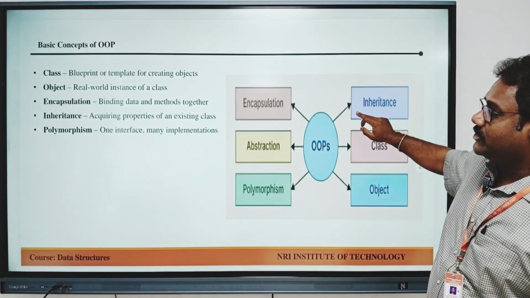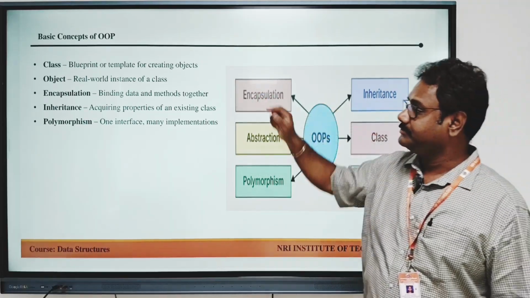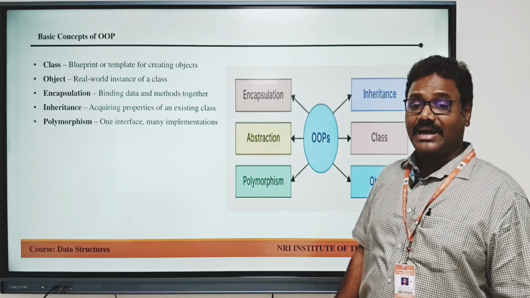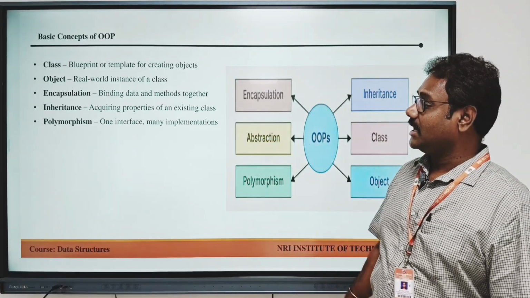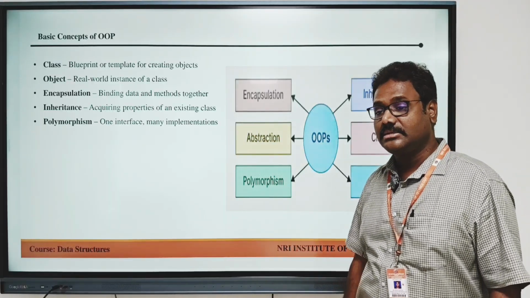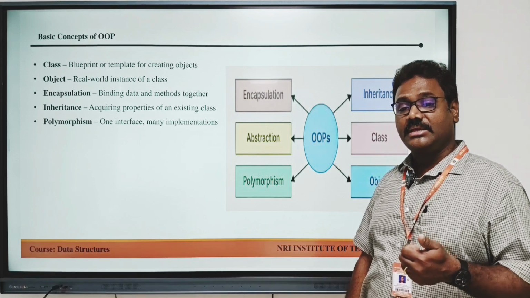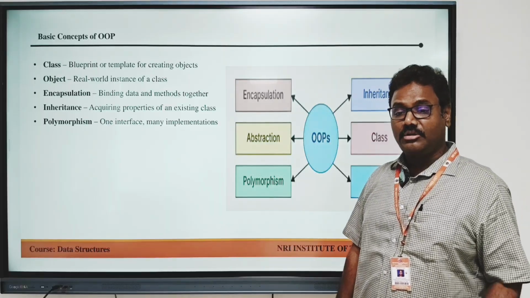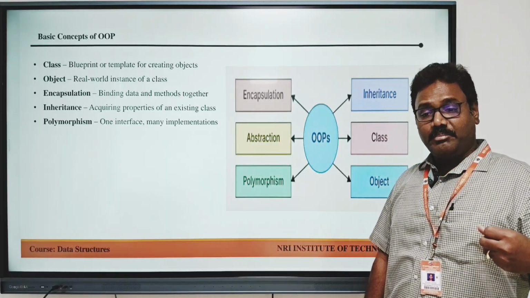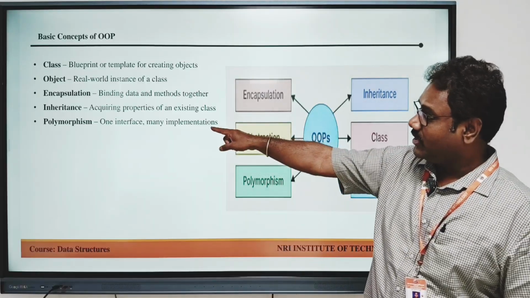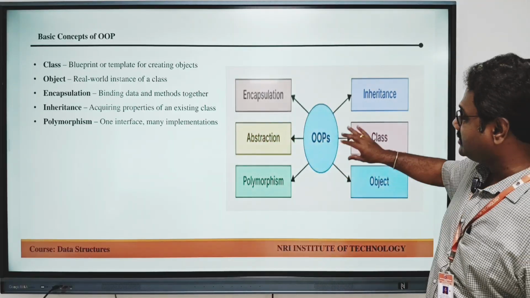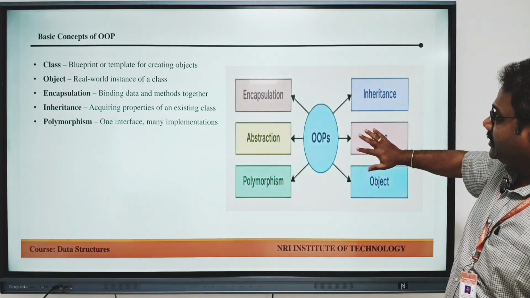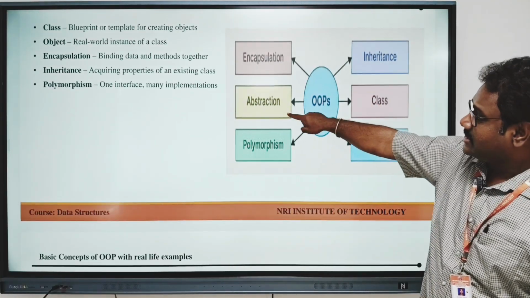Encapsulation is nothing but binding the data and methods together such that there will be data hiding and data security. Inheritance is acquiring the properties of an existing class. The existing class properties will be inherited by another class. Polymorphism is one interface, many implementations. Polymorphism is nothing but existing in many forms. You will have only one interface, but you can have many implementations. So these are the basic or fundamental concepts of object-oriented programming. And then abstraction is also there.